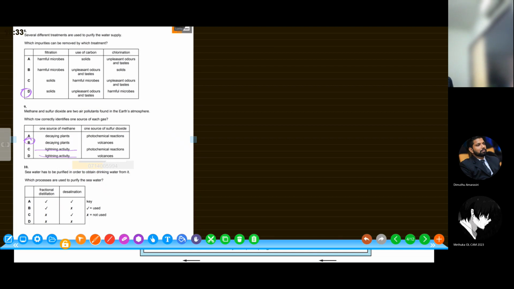Photochemical reactions will produce ozone, ground level ozone.